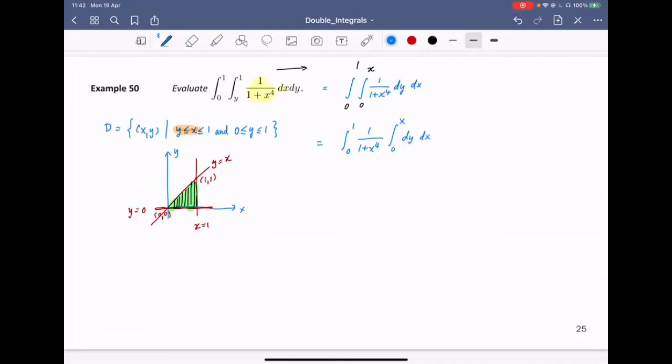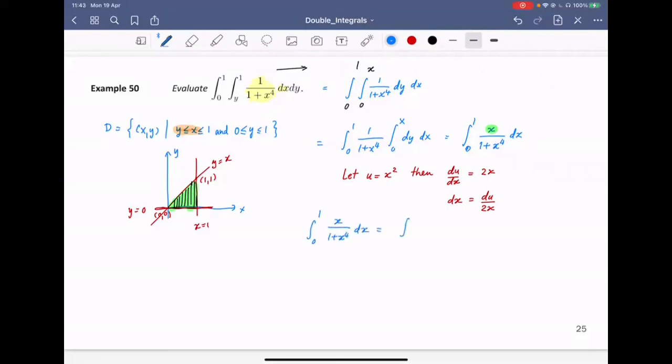When you integrate dy from 0 to x, you're going to get x, right? So at the end, you're going to have x over 1 plus x to the fourth power dx. This thing now you can integrate because you have x on the top here. You can just use substitution. So we let u be x squared, and then du by dx is 2x, and that means dx equals du over 2x, right? And then you integrate 0 to 1, x over 1 plus x to the fourth power dx.